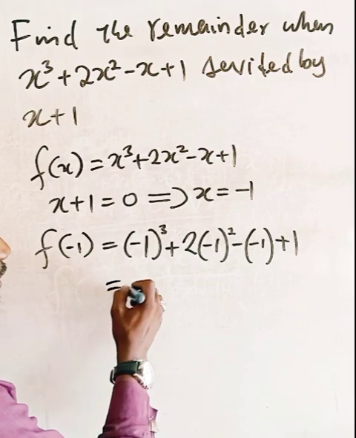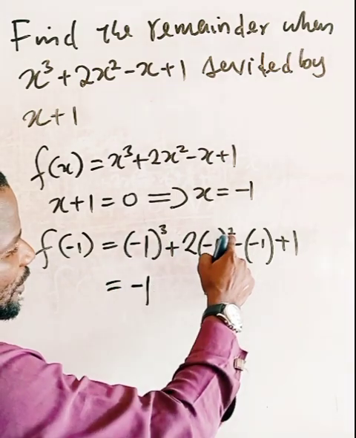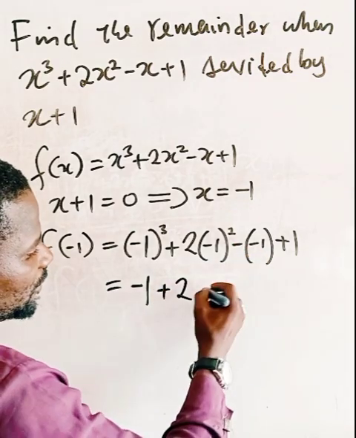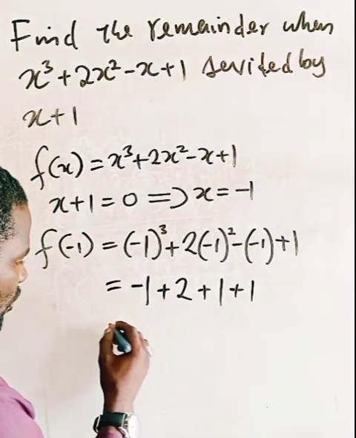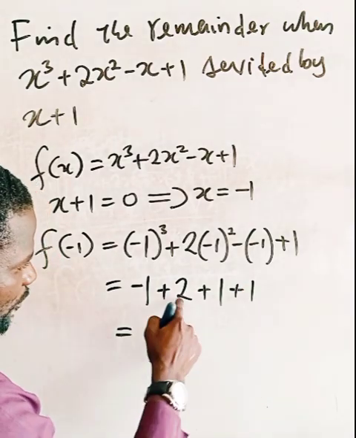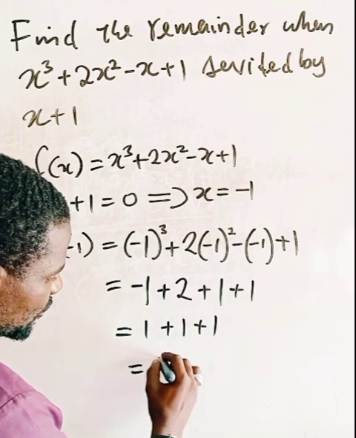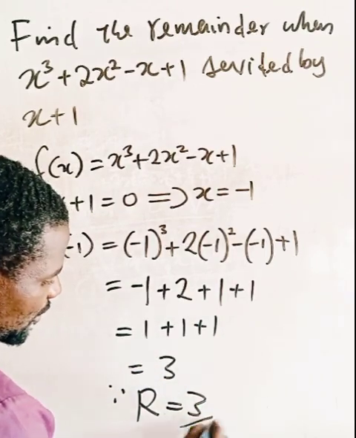So we have minus 1 raised to the power of 3 is just minus 1. Minus 1 squared is 1. 1 times 2 is just 2. Minus times minus is plus 1, then plus another 1. So what you should have here is minus 1 plus 2 is just 1, plus 1 plus 1, and this is equals to 3. Therefore, the remainder equals to 3.